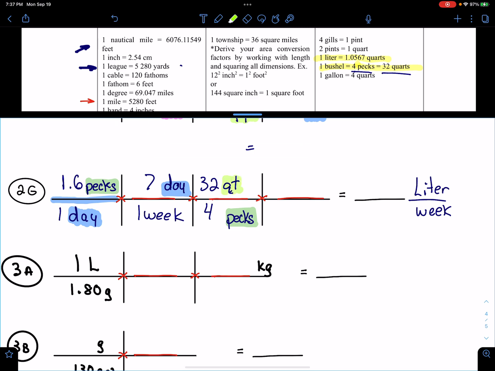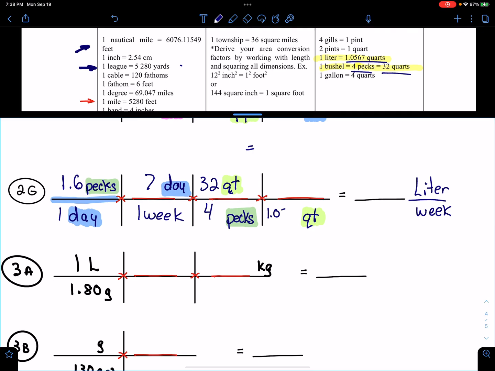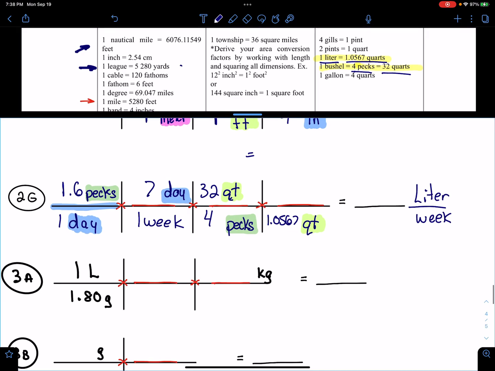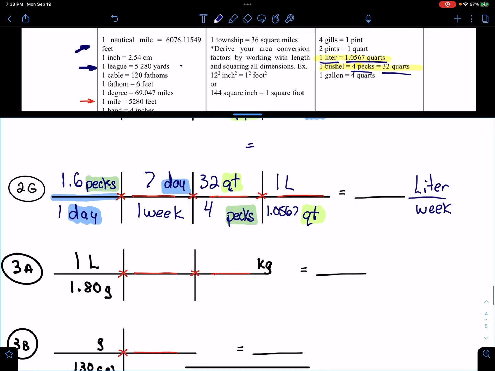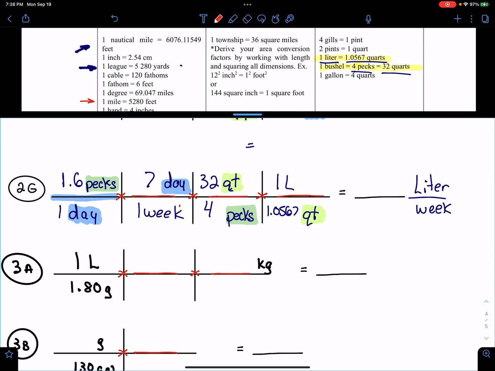Now let's get rid of the quart. You put QT down here. What can we change it to? Well, right here it says 1.0567 quarts is the equivalent of 1 liter. All right. Now, if we got rid of all the highlighted stuff, the only two things that are standing in terms of units of measurement, you got weeks that's not crossed out, and you have liters that's not crossed out. Liters, weeks. You did everything correctly.